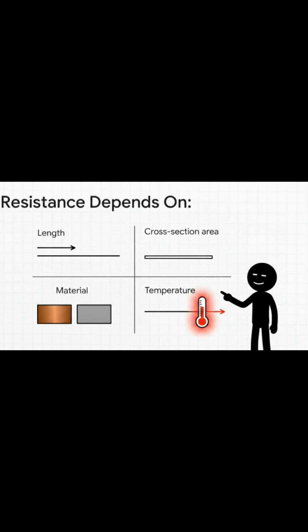Third, the specific material the wire is actually made of. Some metals let electricity glide right through, while others put up a real fight. And finally, temperature. Remember earlier when we heavily emphasized temperature in the definition of Ohm's Law? This is exactly why. Because if the temperature changes, the internal resistance changes. And if the resistance fluctuates, that perfect proportionality of Ohm's Law gets completely thrown out the window.